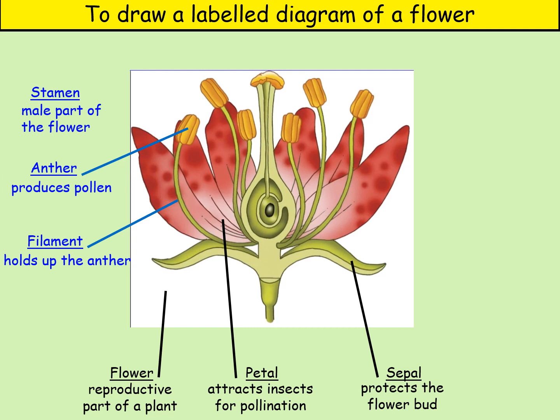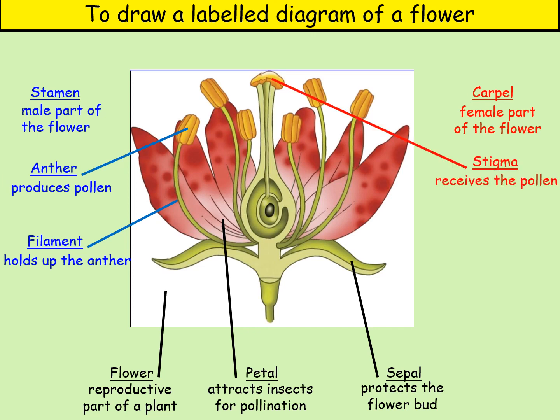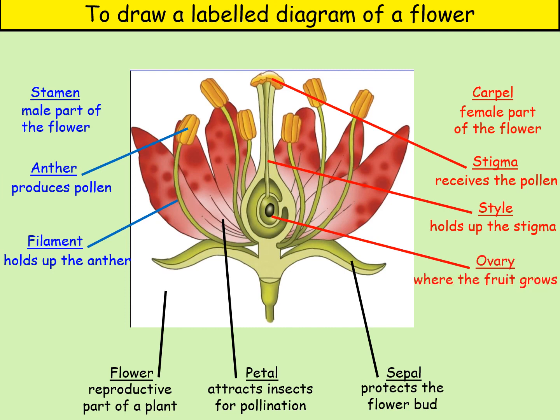Now looking at the female part of the flower, the carpal. Stigma. The stigma receives the pollen. Style. The style holds up the stigma. Ovary. The ovary is where the fruit containing the seeds will grow.